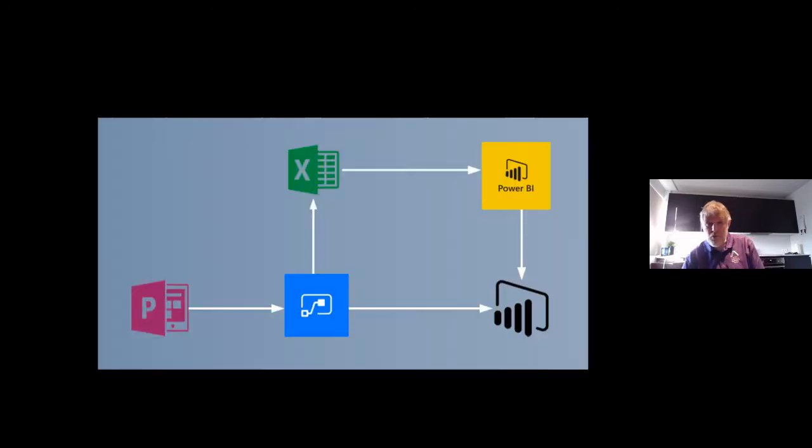Okay, so that was what we are going to do. And a very, very simple diagram. Power Apps a button. Flow will update the Excel file, which is consumed by Power BI, and we're going to refresh the dataset with Flow as well.